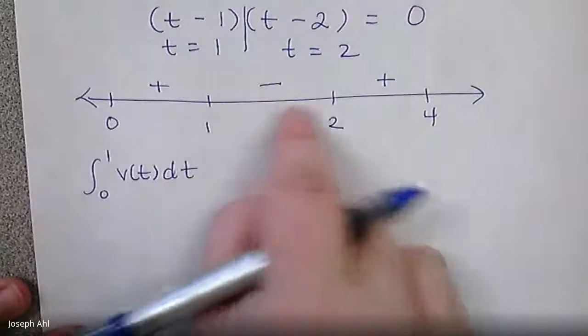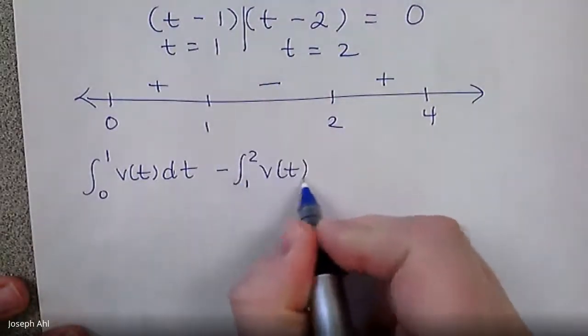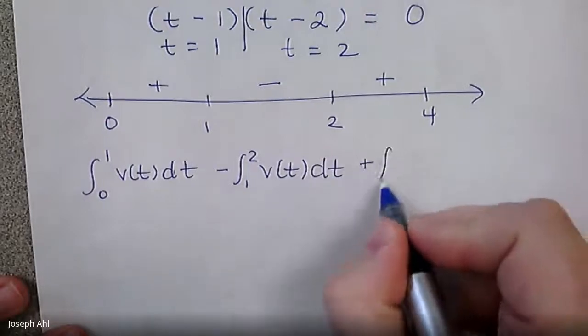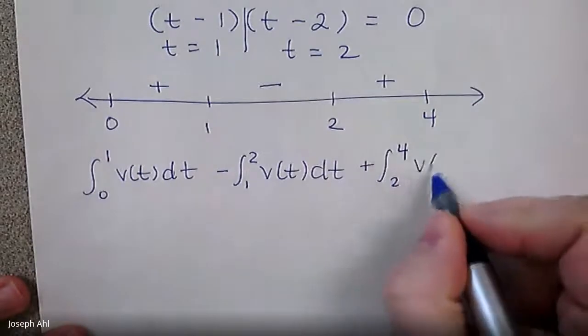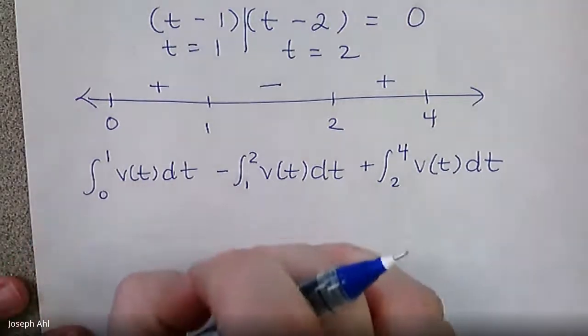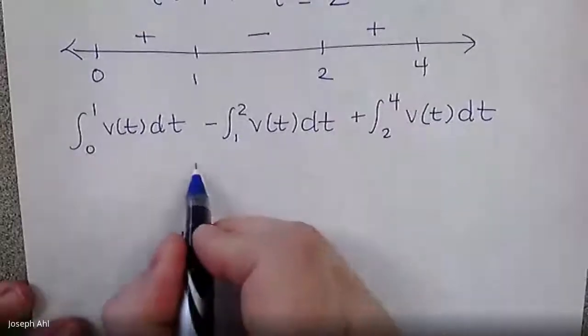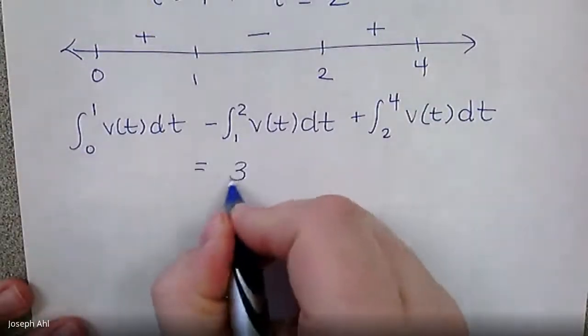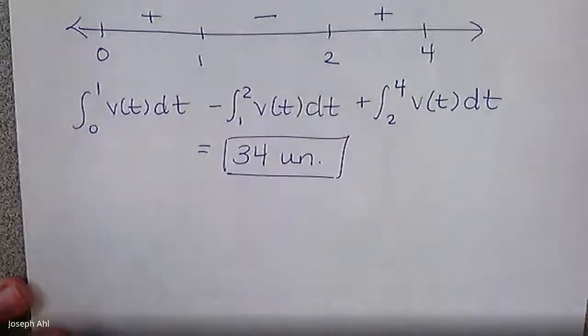And then because we're negative from 1 to 2, we're going to subtract the integral from 1 to 2 of v of t dt. And finally, in the last region, add on the rest of the area from 2 to 4 of v of t dt. In the end, this is something that we could calculate by hand pretty easily, given that this is our velocity function. But to save some time, as I typically do here, I'll tell you that the total distance is 34 units. Okay.